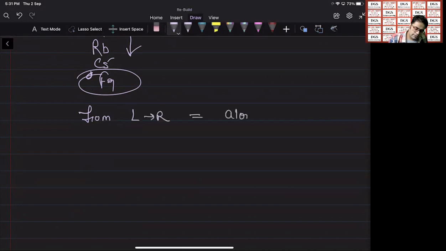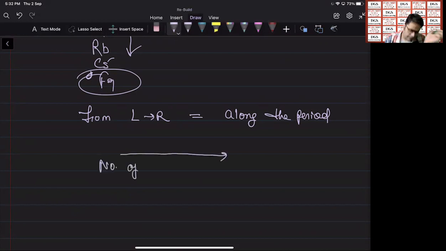it is also known as along the period. Along the period, the shell will remain same, but number of protons inside the nucleus or number of electrons inside that shell will increase. This will amount to the greater attraction. Fine. That means as we move from left to right, number of protons in the nucleus will increase.